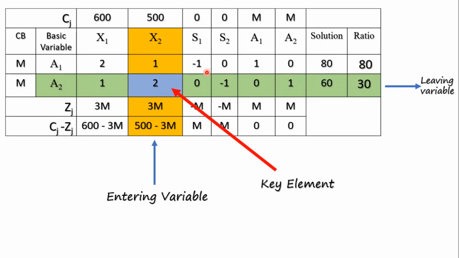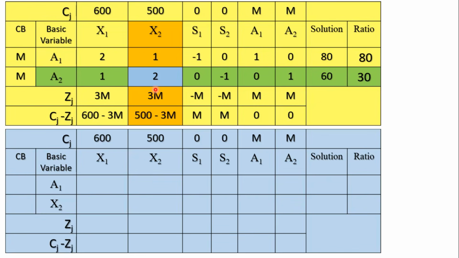Now between this column and this row, we have a variable. This variable is called the key element. Now we are switching from one table to the other table. You can see a1 is there as it is, but in place of a2 I got x2. Now I am going to calculate the values of the new variable, x2. For this we have coefficients. The a1 coefficient is M, and the x2 coefficient is 500.